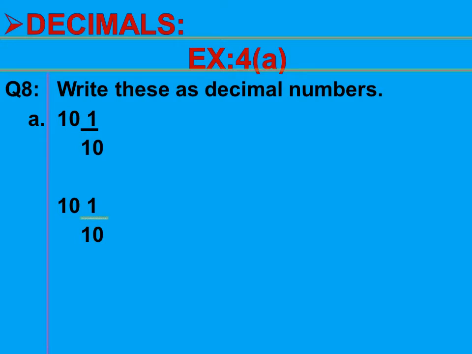So how will we write it? Dear students, first we will check the number in the denominator. We have the number 10 in the denominator. So we will replace the 0 with the digit in the numerator. Let's see how we will replace. Yes, we will replace this 0 with 1 in the numerator. Then we will replace the 1 in the denominator with a point. And at the end we will write the decimal number as 10.1.